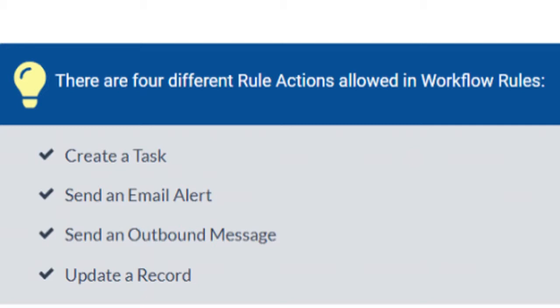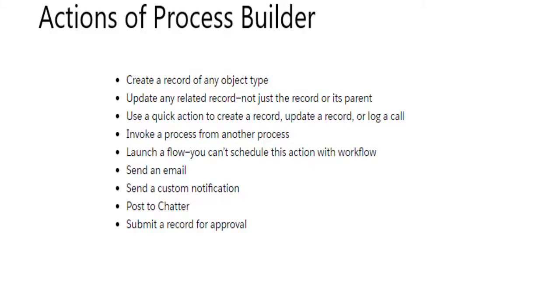Now we'll come to process builder. Process builder has 8 types of actions. The first one is create a record, the second is update the records which are related to it, the third one is post something on Chatter, the fourth one is launch a flow, the fifth one is launch a quick action, the sixth one is submit automatically for approval, the seventh one is call an Apex code, and the eighth one is invoke another process. So are you clear with the types of actions in process builder and workflow?